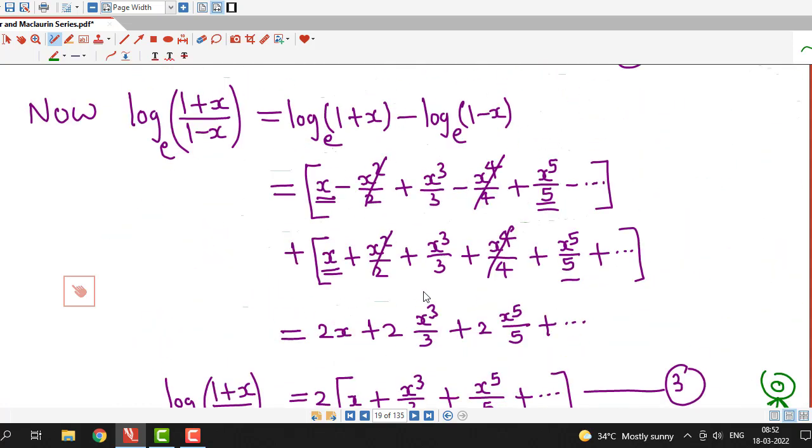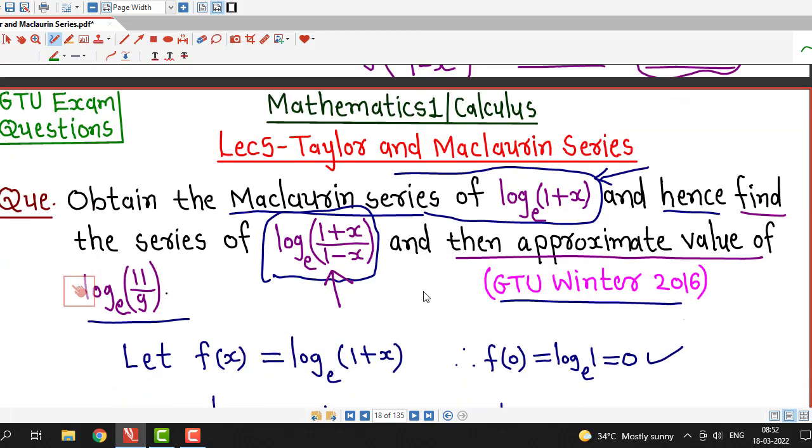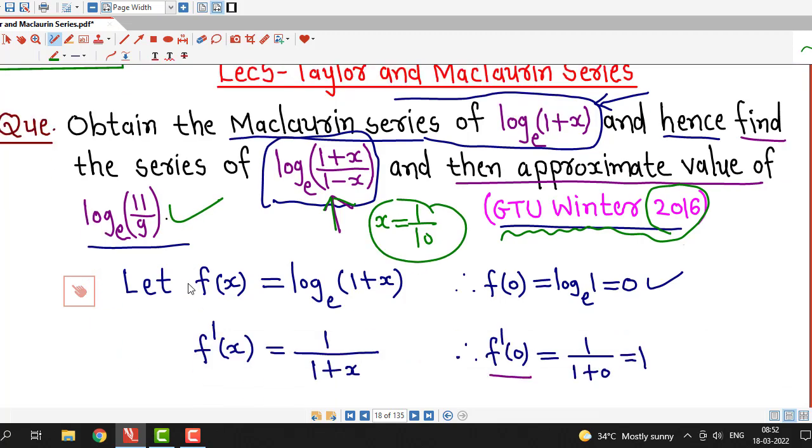So this is all about this session. In this session we have discussed this question which was asked in the GTU Winter 2016 exam. We have obtained the Maclaurin series of log 1 plus x. Using that series, we obtained the series of log of 1 plus x by 1 minus x, and by taking x equal to 1 by 10, we obtained the approximate value of log 11 by 9.